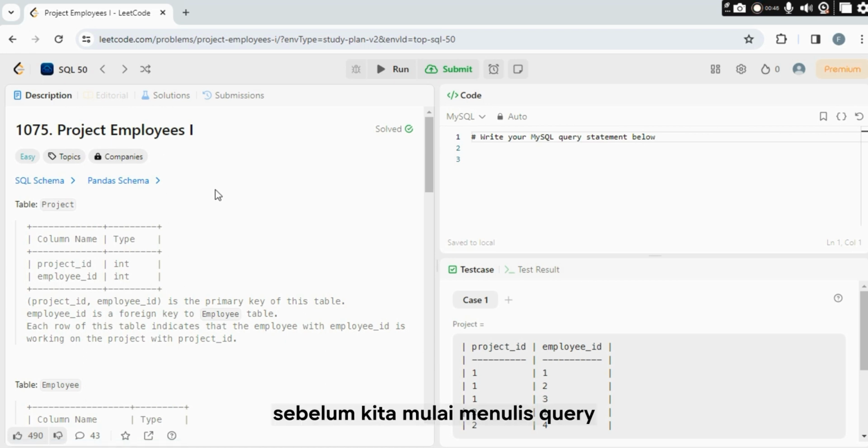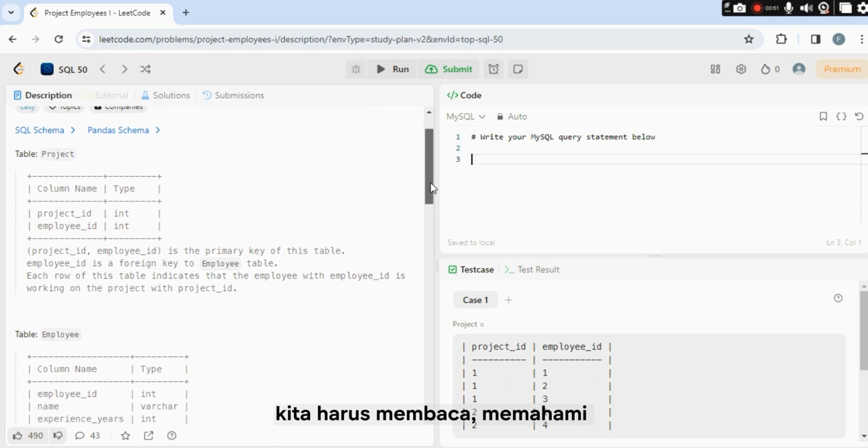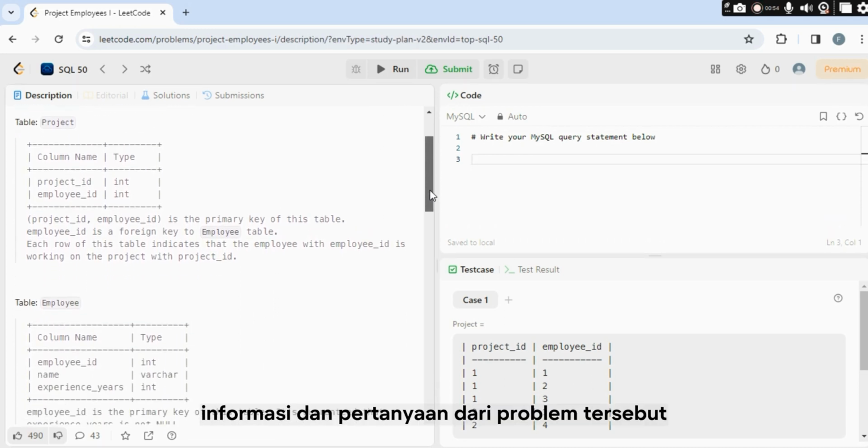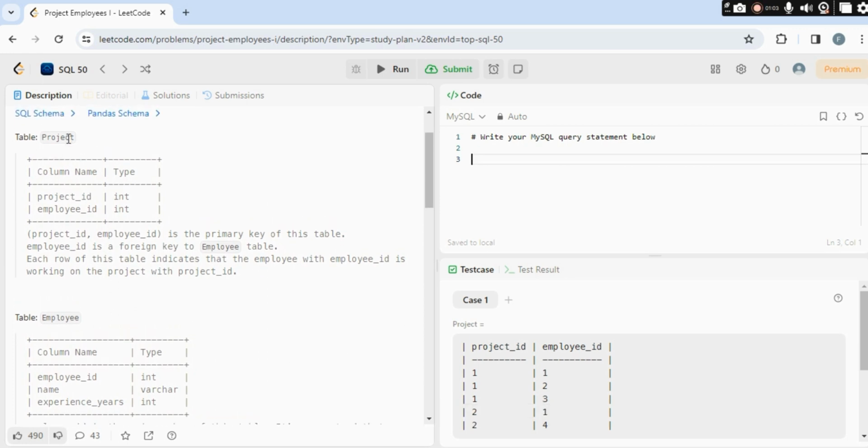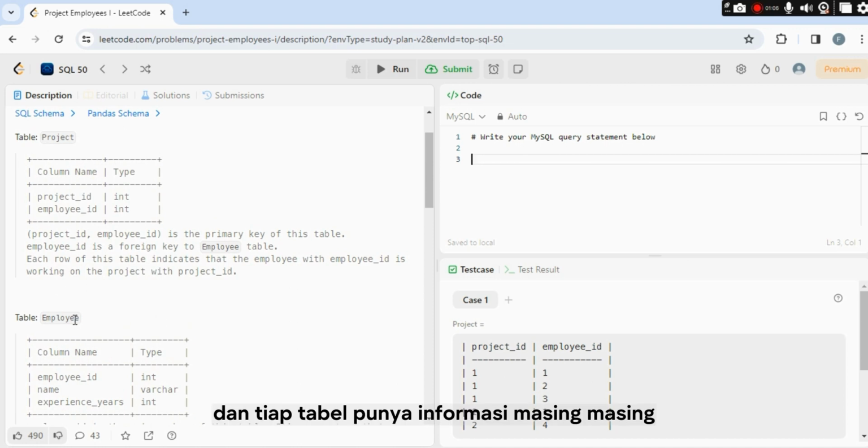Before we start writing the query, we have to read and understand the question and the information of the problem. In this information we have two tables, project and employee, and each table has its own information. The first table is project. There are two columns, project ID and employee ID, and the type of each column is integer.